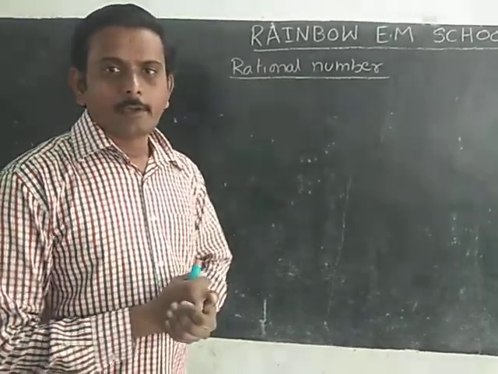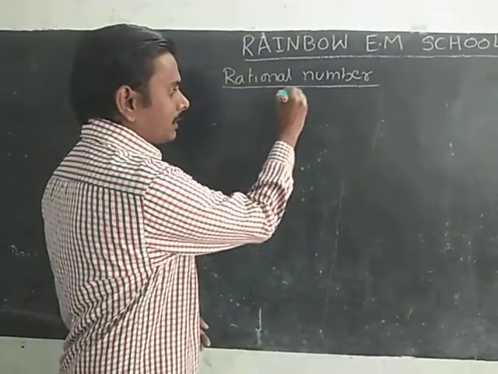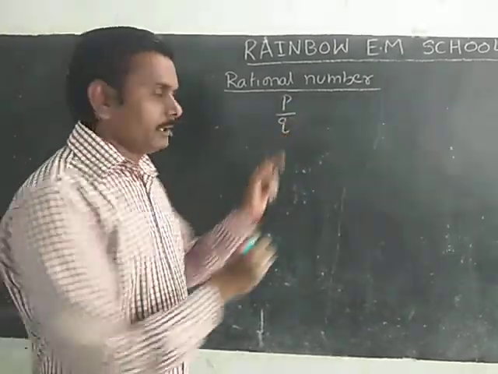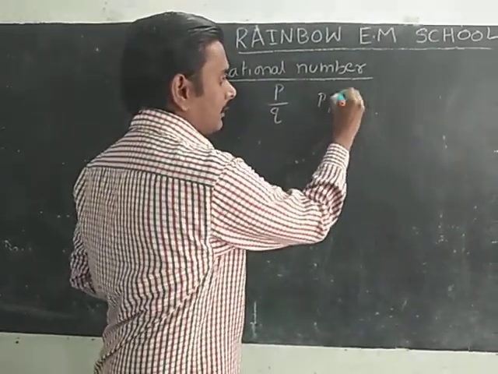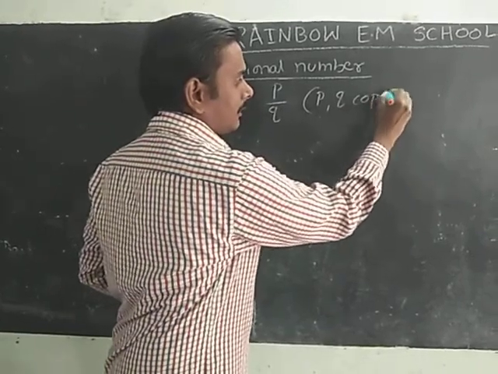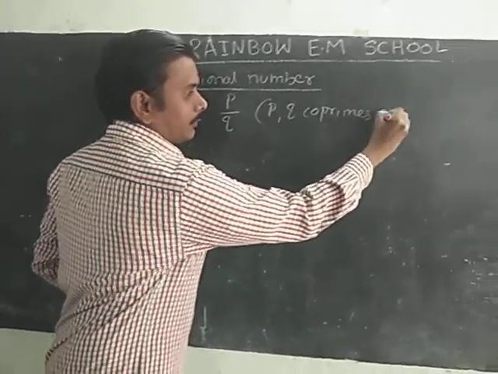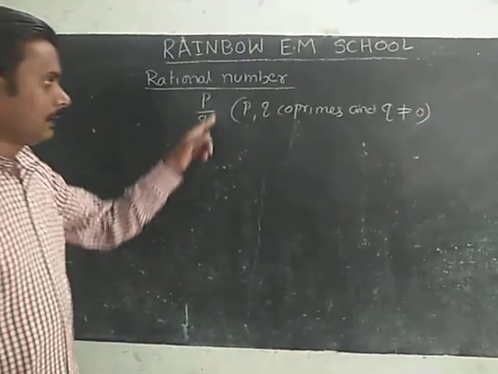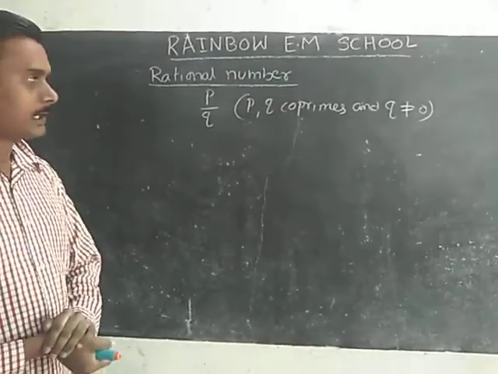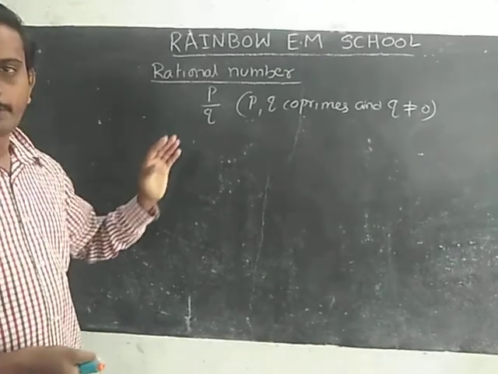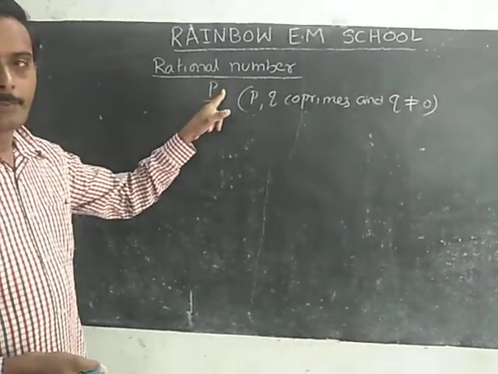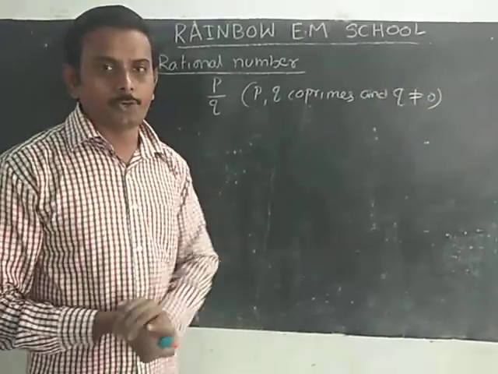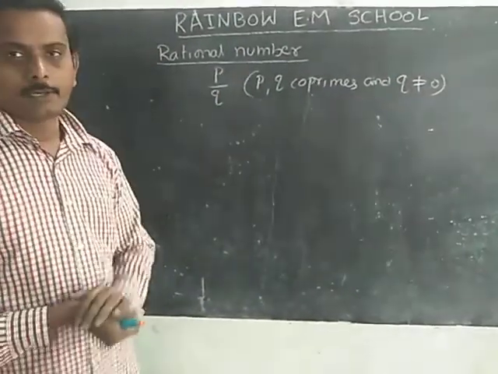Rational numbers. A rational number is a number in the form of p by q, where p and q are integers, p and q are co-primes, and q is not equal to 0. Then this number is called a rational number. Okay, what is a rational number? A number in the form of p by q, where p and q are co-primes, and q is not equal to 0. Then that number is called a rational number.